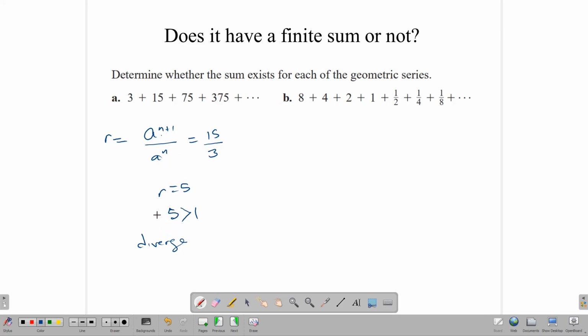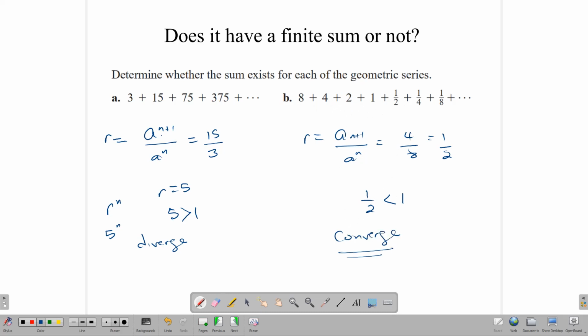As r to the n goes to infinity, 5 to the n is going to get really, really, really big. In the other series, looking at the value of r, remember r is equal to a_(n+1) divided by a_n, and so we can divide 4 by 8, which gives us a half, and a half, as you know, is less than 1. And because it is less than 1, this particular series B will converge.